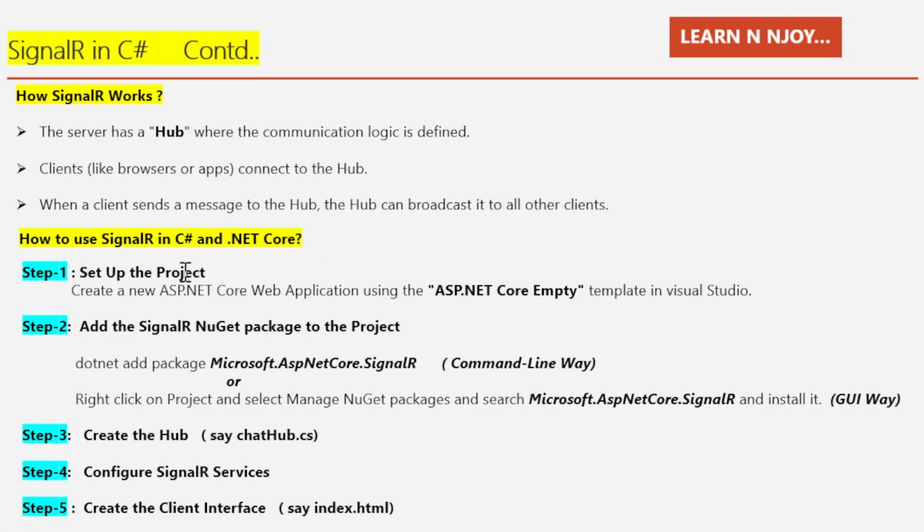Step number 1, set up the project. What do we need to do? We just need to create a new ASP.NET Core web application using the ASP.NET Core Empty template in Visual Studio. So that's how we are going to set up the project.